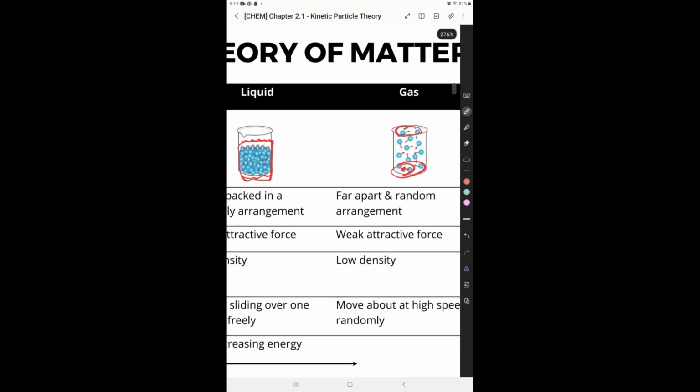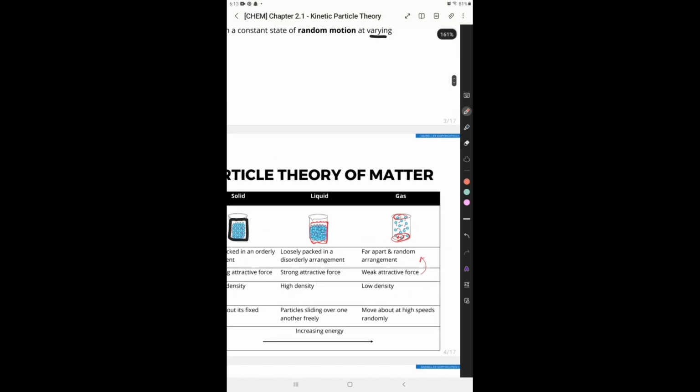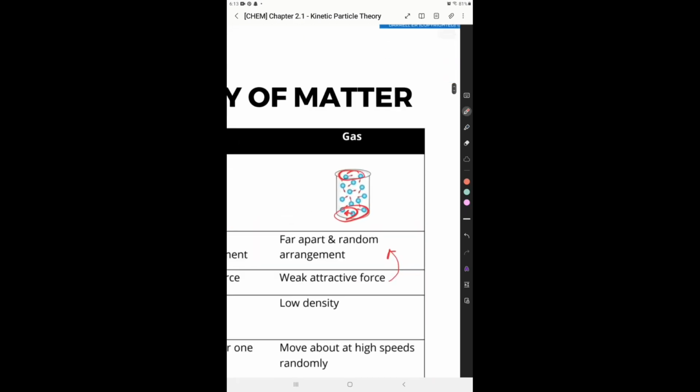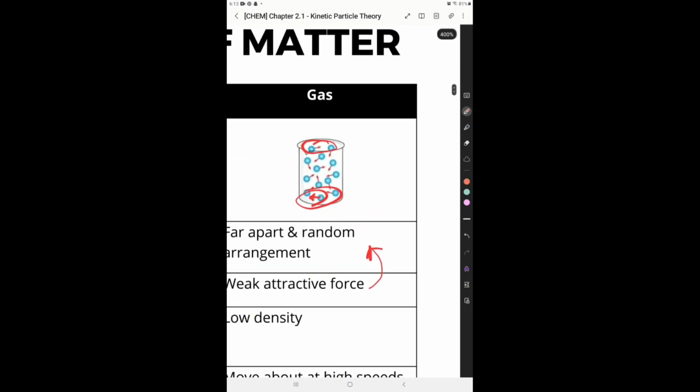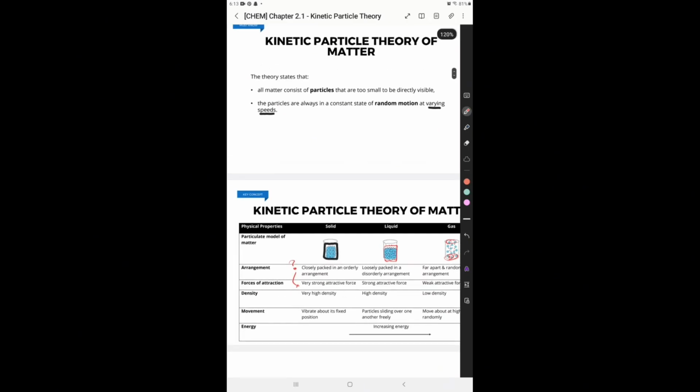And in gases, obviously, there are weak attractive forces, and this is the reason why they are so far apart, and in a random arrangement they just do not like each other. They have very little attractive force. This is the reason they are so far apart.